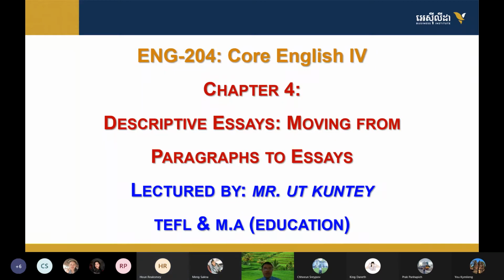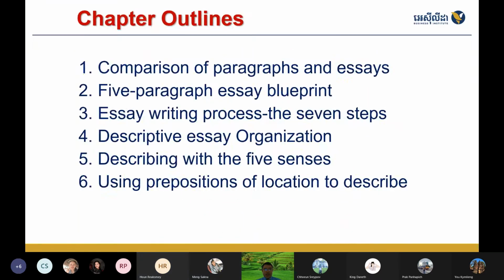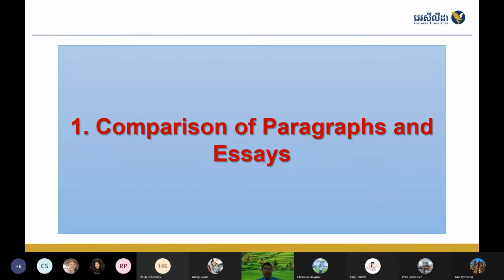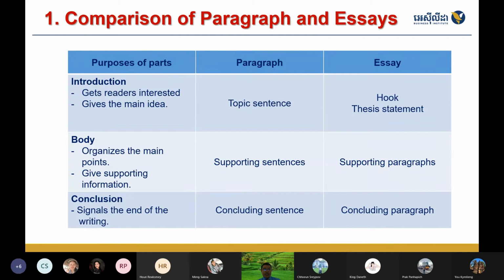The chapter 4, we learn about descriptive essay, moving from paragraph to essay. Okay. So the first one, comparison of paragraph and essay. Okay, so this slide I just give to Satyanin. Satyanin, please read this. Hello, Satyanin. Yes, please. Comparison of paragraph and essay.